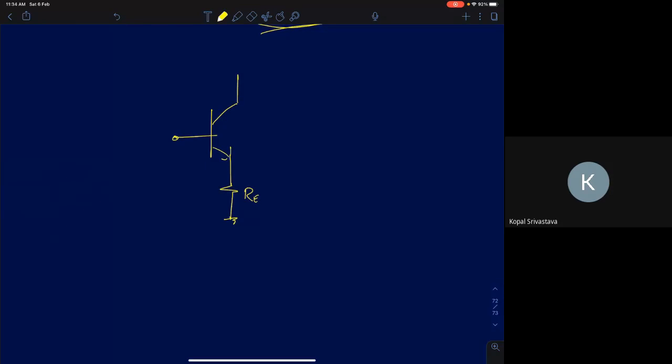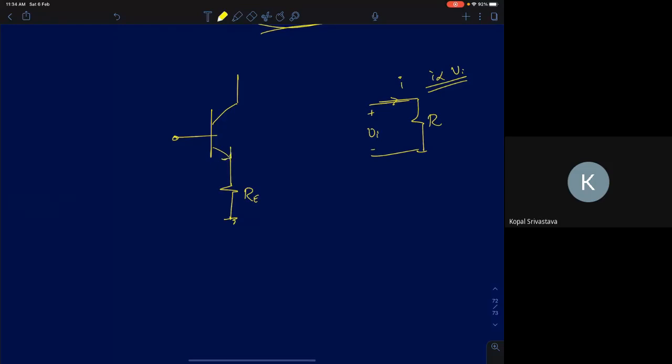Okay, so what can you say about a resistor? Is a resistor a linear device? If I apply a voltage VI, yes, the current will always be proportional to VI. It has no nonlinear dependence on the input voltage.